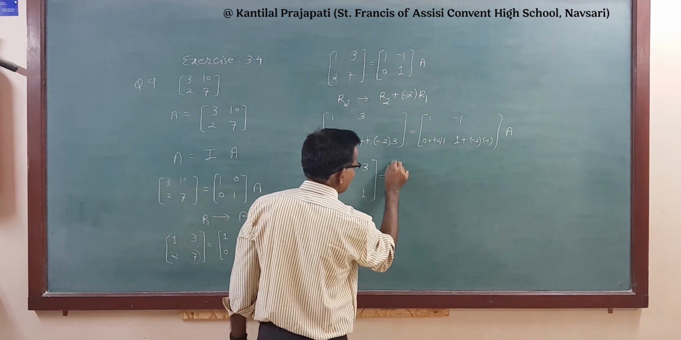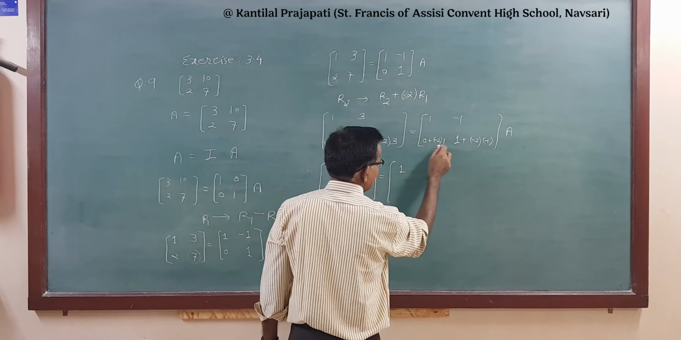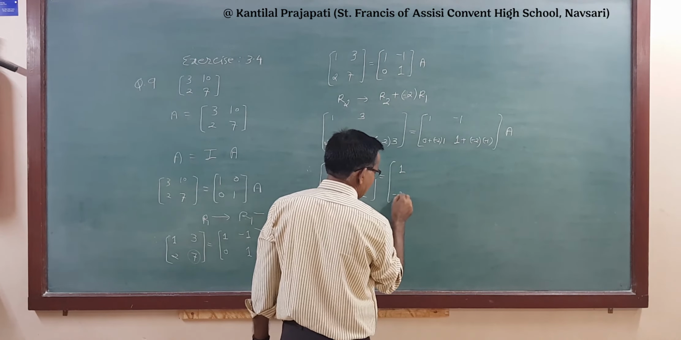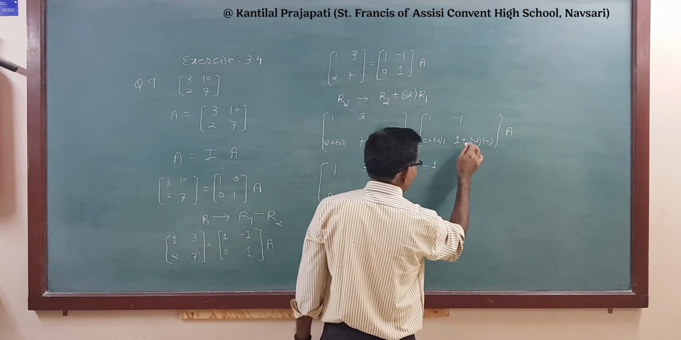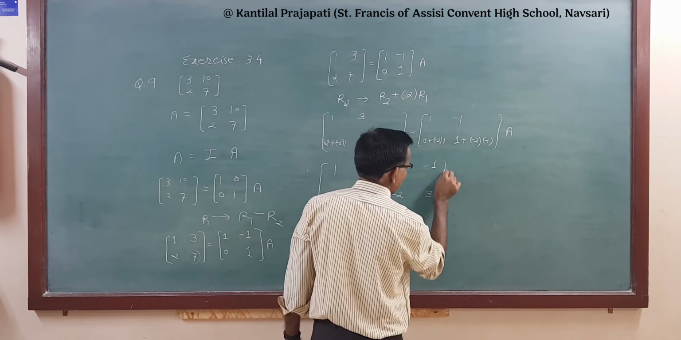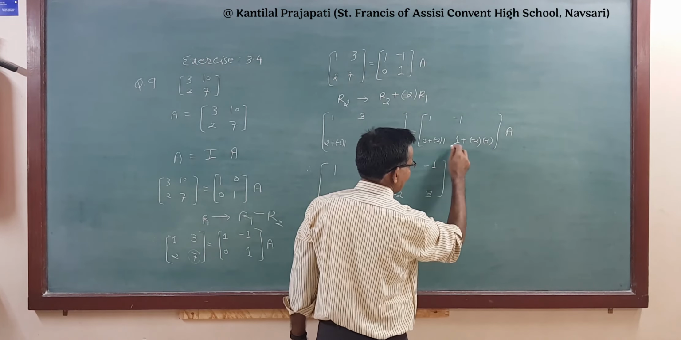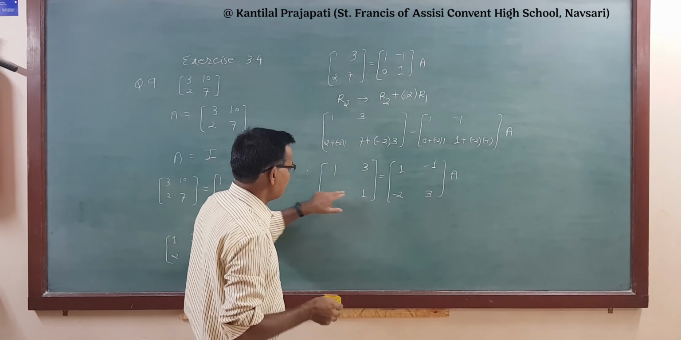And is equal to what is changed here? 0 minus 2 is minus 2. Here minus 1 and 1 plus minus minus, so you get 3. Minus minus plus 2. 1 plus 2 is 3 into A. Now you get here 1 0 1 here.